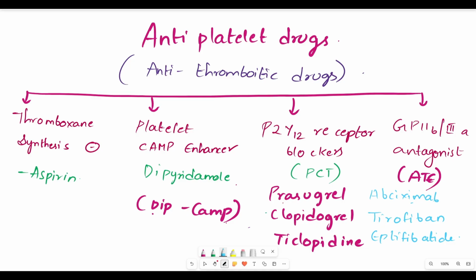Here remember the trick as DIP-CAMP, where DIP means dipyridamole and CAMP means platelet cAMP enhancer. Now coming to the third class, P2Y12 receptor blockers. Remember the trick as PCT, where P means prasugrel, C means clopidogrel, T means ticlopidine. Then the last class is GP2B3A antagonist. Remember the code as ATE, where A means abciximab, T means tirofiban, E means eptifibatide. So this was the easy way to remember antiplatelet drugs and fibrinolytic classification.